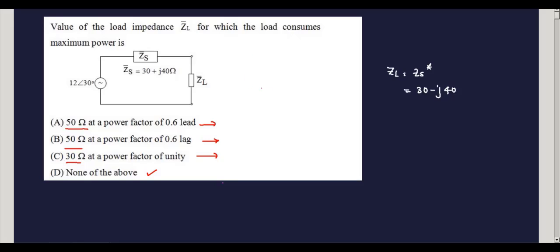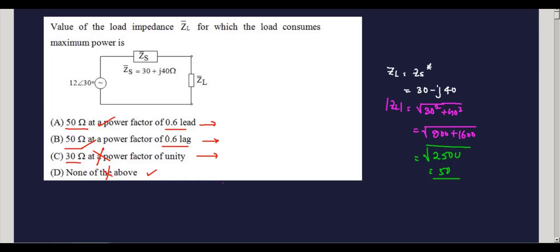What is the magnitude of ZL? Magnitude of ZL equals the root of 30 squared plus 40 squared, which is the root of 900 plus 1600, the root of 2500. So 50 ohms. So I get 50 ohms. So 50 ohms is correct.